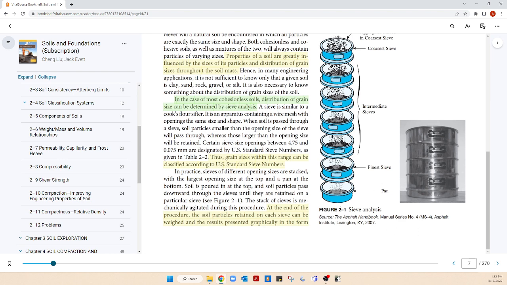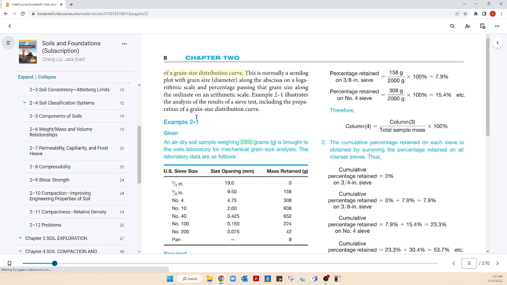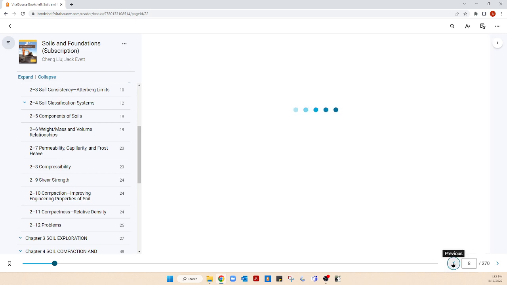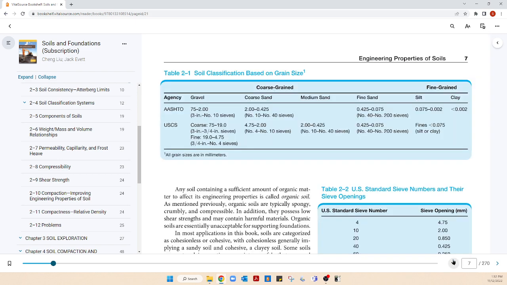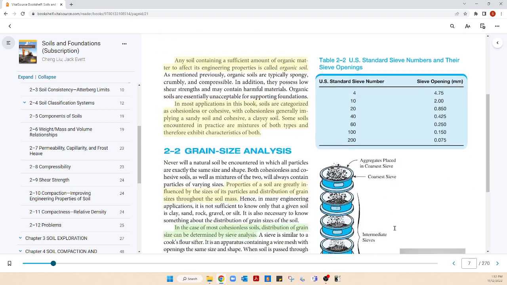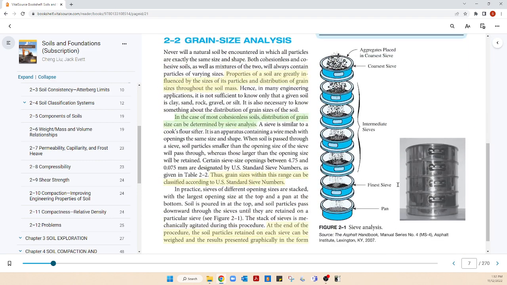Let's see. Moving along. Moving back. This looks like a grain size analysis.